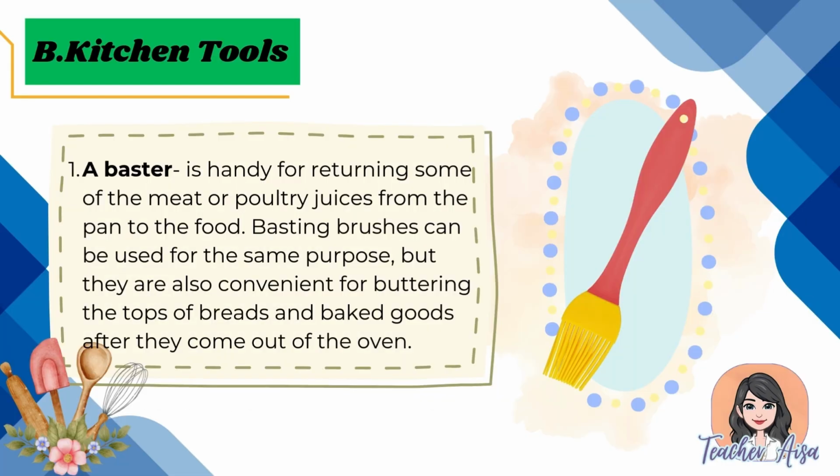Next are the kitchen tools. Kitchen tools refer to utensils, implements, or small equipment used in the kitchen to prepare, cook, serve, or store food. 1. A baster. It is handy for returning some of the meat or poultry juices from the pan to the food. Basting brushes can be used for the same purpose, but they are also convenient for buttering the tops of breads and baked goods after they come out of the oven.